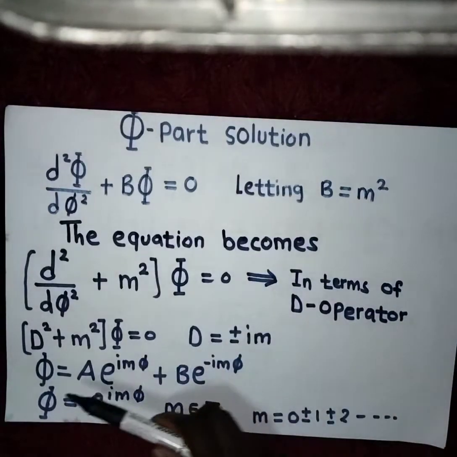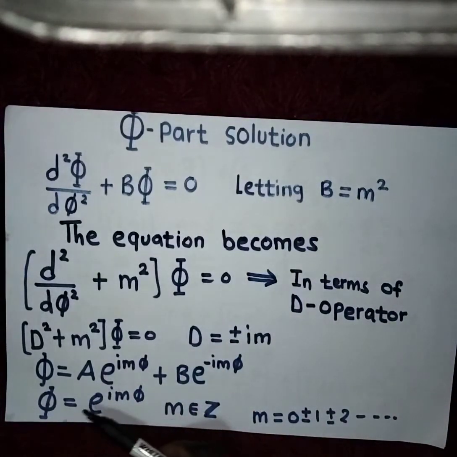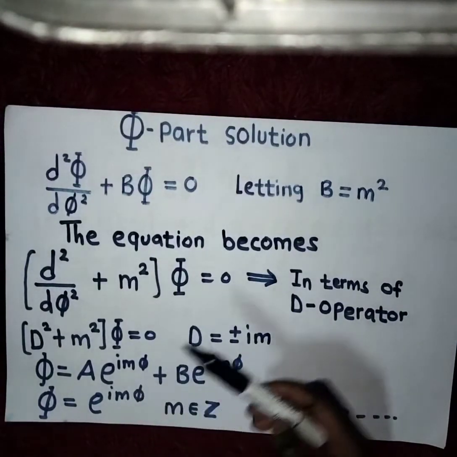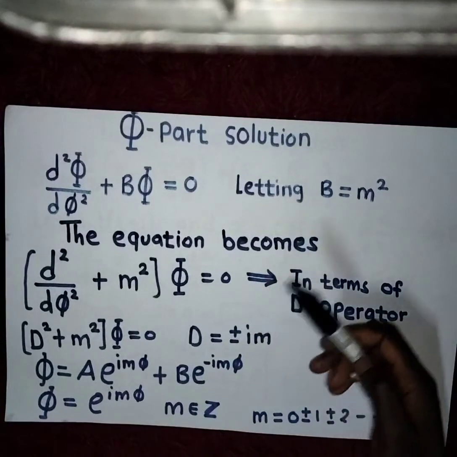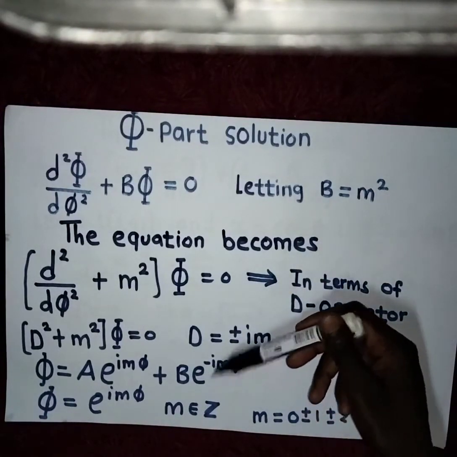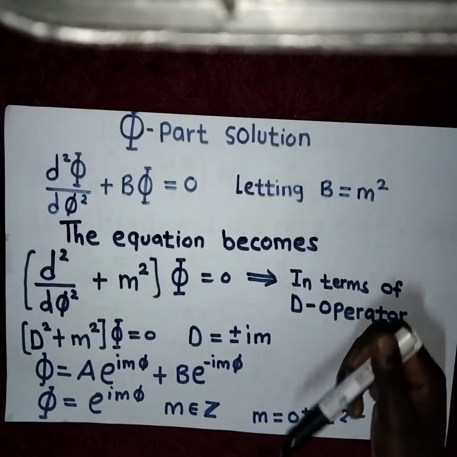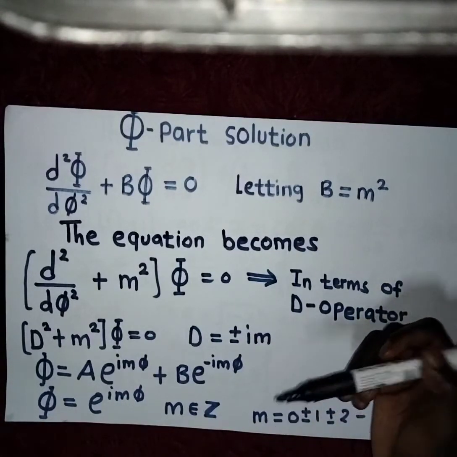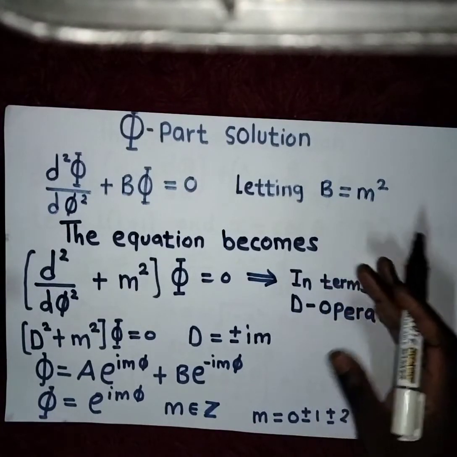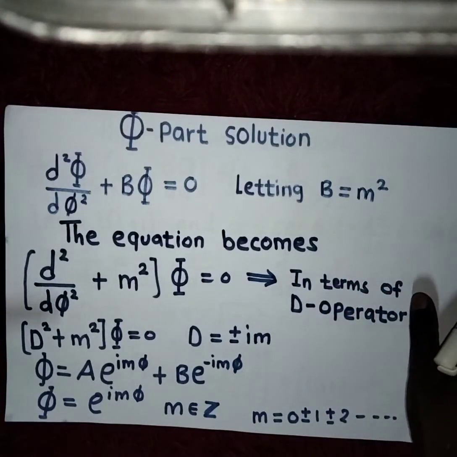So this is my phi part. Phi is equal to exponential im phi. This is the solution of the phi part. I hope that one is okay with you. Unless there is a question, you comment, I'll be able to answer you in my YouTube channel.